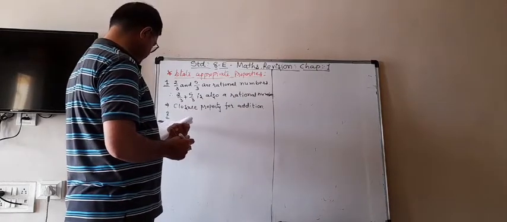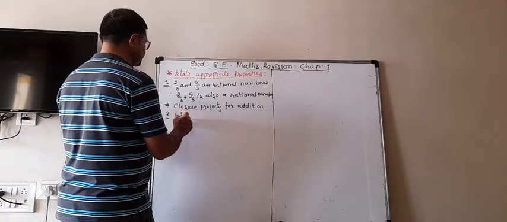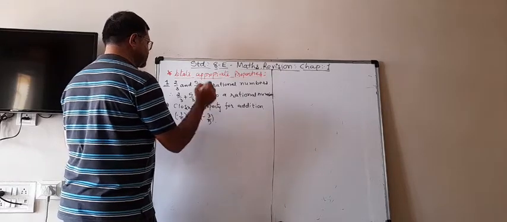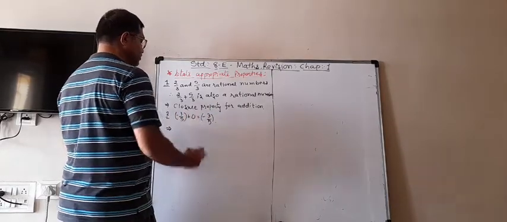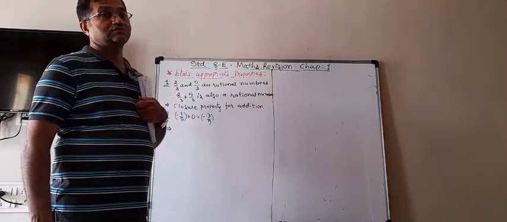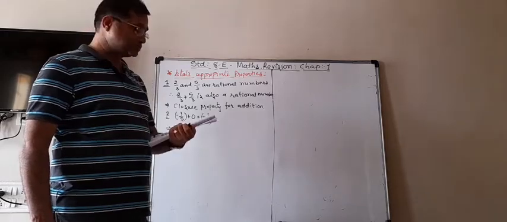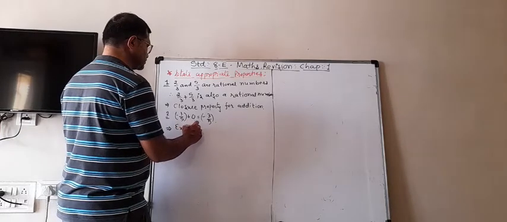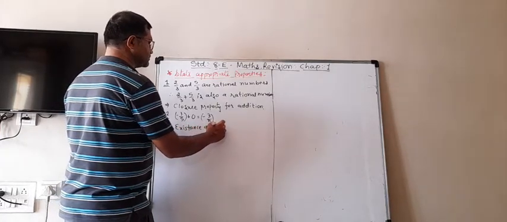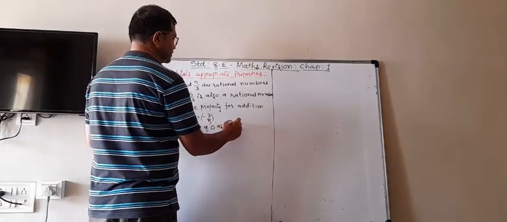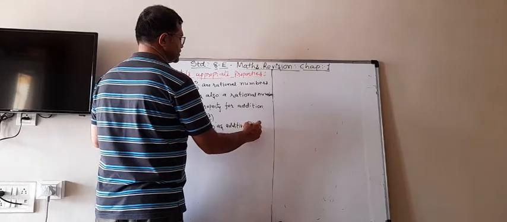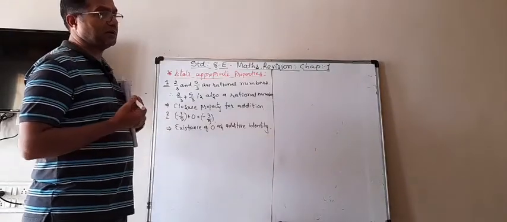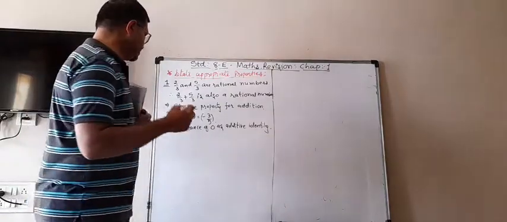Question number 2. Minus 3 by 5 plus 0 is minus 3 by 5 again. We know that it is the additive identity 0. So we can write existence of 0 as additive identity, because when we add 0 to any rational number, the answer is again the rational number itself.